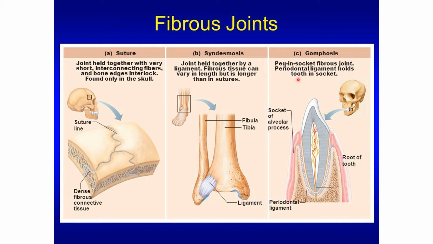So the periodontal ligament holds the tooth in the socket. So this is the tooth in socket type of example.